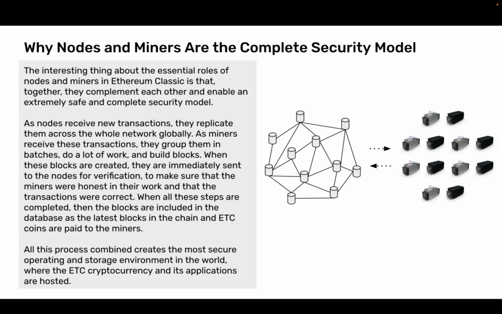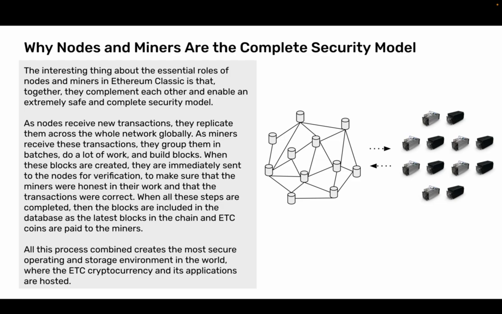Why nodes and miners are the complete security model. The interesting thing about the essential roles of nodes and miners in Ethereum Classic is that together they complement each other and enable an extremely safe and complete security model. As nodes receive new transactions, they replicate them across the whole network globally. As miners receive these transactions, they group them in batches, do a lot of work, and build blocks.